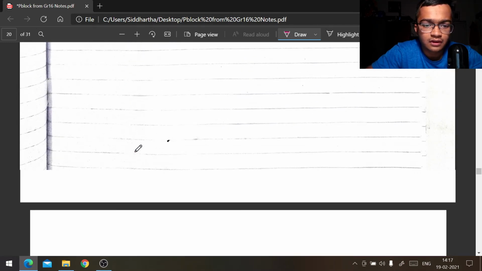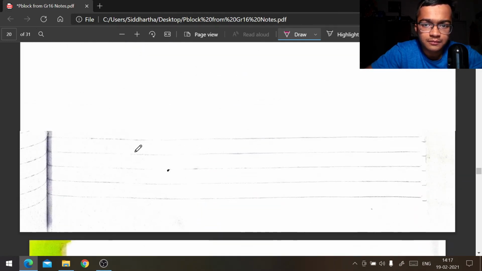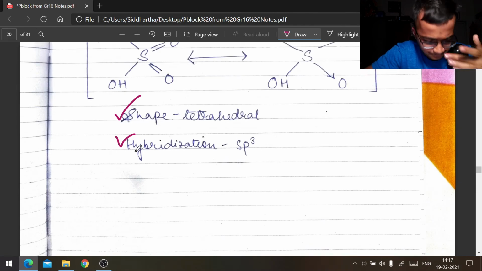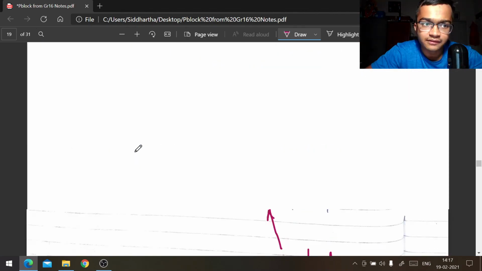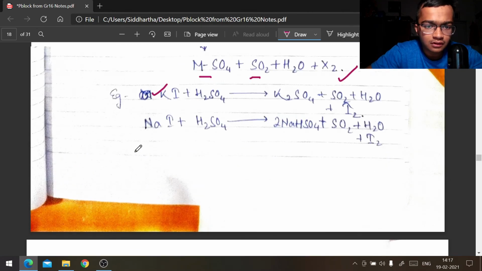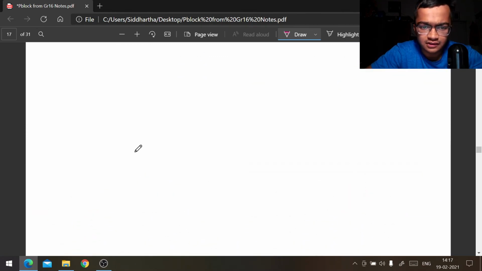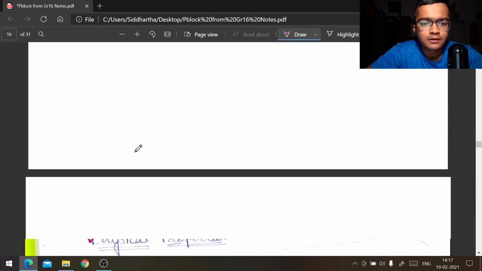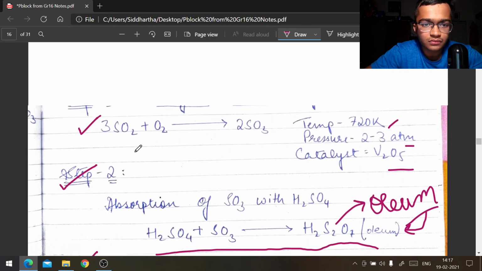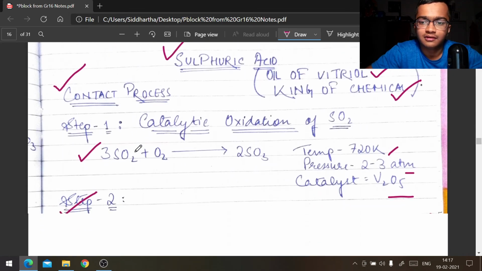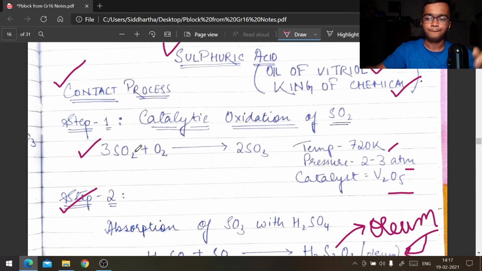Okay, moving on, there is group 17 elements. Before coming to group 17 elements, let's revise sulfuric acid again. Okay, let's start with the revision of sulfuric acid. Okay, sulfuric acid here. Let's have some water.